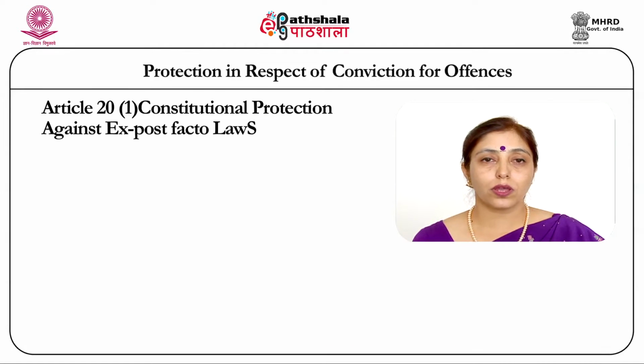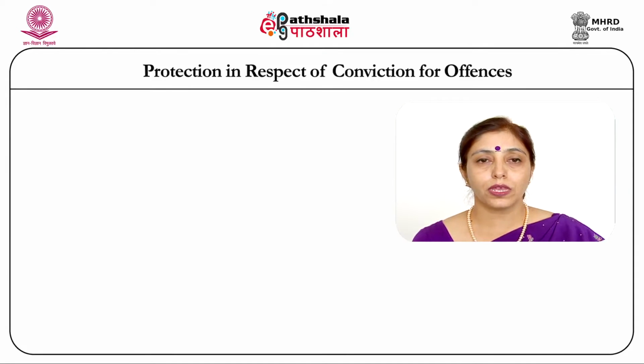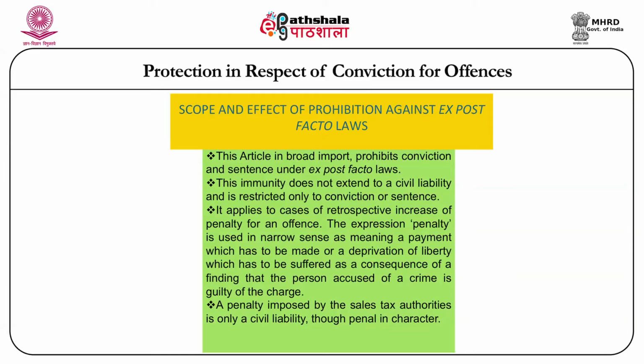Article 20, Clause 1 is, however, restricted in its scope. This article in broad import prohibits conviction and sentence under ex post facto laws. This immunity does not extend to a civil liability and is restricted only to conviction or sentence. It applies to cases of retrospective increase of penalty for an offence. The expression penalty is used in a narrow sense as meaning a payment which has to be made or a deprivation of liberty which has to be suffered as a consequence of a finding that the person accused of a crime is guilty of the charge.